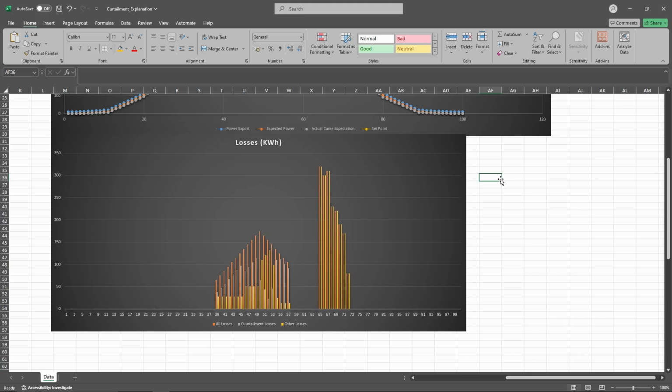And that's everything you need and should know about curtailments, and how to calculate them efficiently and correctly.